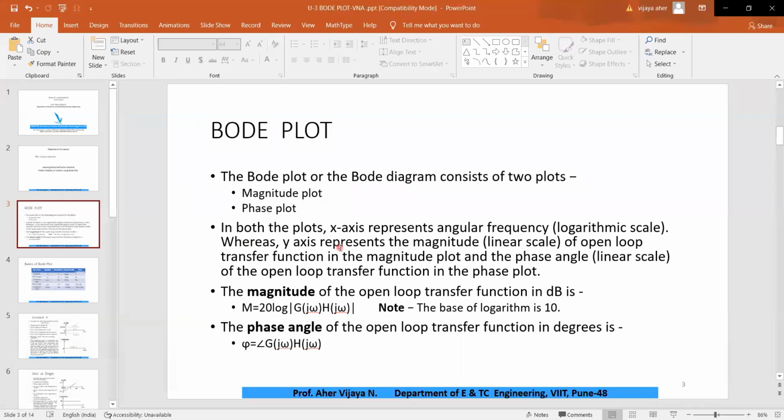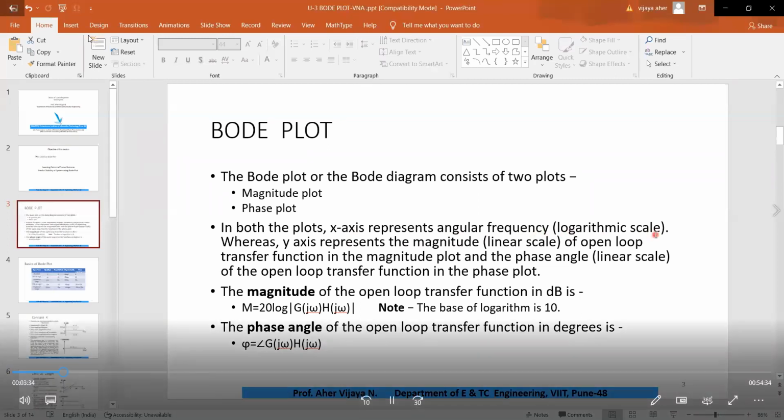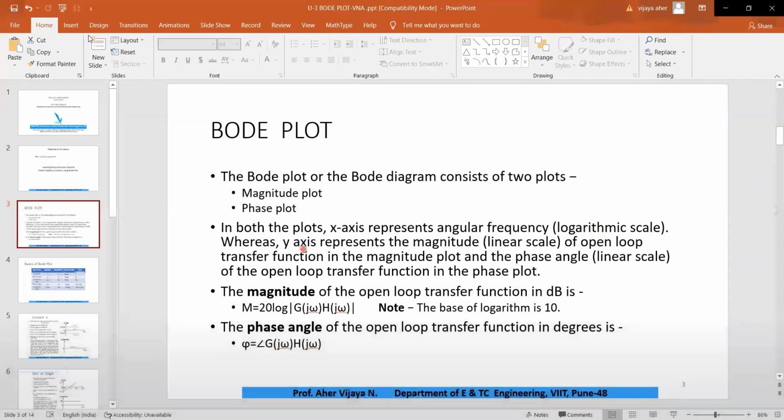In both the plots, the x-axis represents your angular frequency omega on a logarithmic scale. So you are going to use log paper, not ordinary graph paper, semi-log paper. You should have log paper with you, and on the x-axis we are going to have angular frequency omega, on the logarithmic scale, that you have to remember. Whereas on the y-axis we are going to plot the magnitude of the system, and that is a linear scale.